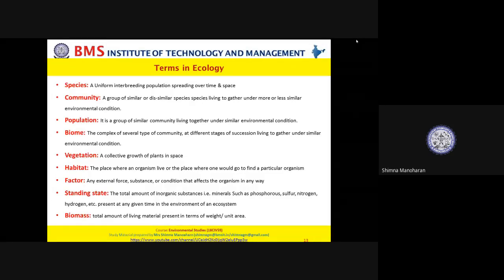So in similar environmental conditions, you find several types of communities. If you take this entire biome, Earth is considered as a biome. You have the lake ecosystem, the forest ecosystem, the marine ecosystem. All of them are different communities, but under the same or similar environmental condition, right? So Earth is considered as one biome.